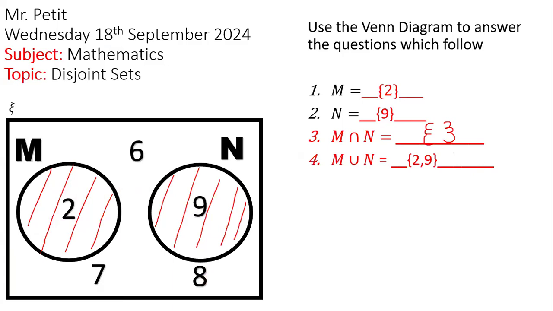Yes, sir. Good. To the rest of you, do you all understand how I got the union of M and N? Yes, sir. So, Mr. Petit, it's the same thing as doing regular sets, it's just there's no intersection. Exactly. It's the same thing as doing regular sets, just without the intersection in the middle.